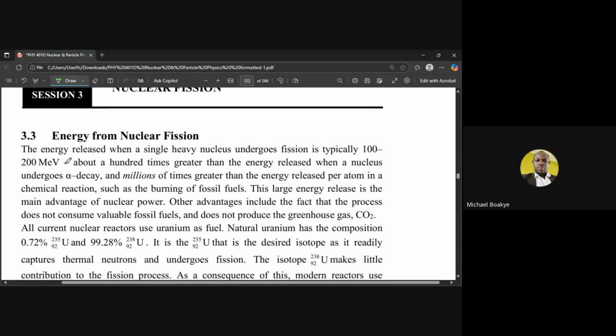Yes, like the bombs and this thing, the energy released when a bomb is detonated is much higher than when you are burning a fossil fuel like kerosene or petrol, diesel, or something of that sort. So you realize when it comes to, let's say, Ghana, our energy, and if I say energy, I mean the electricity.